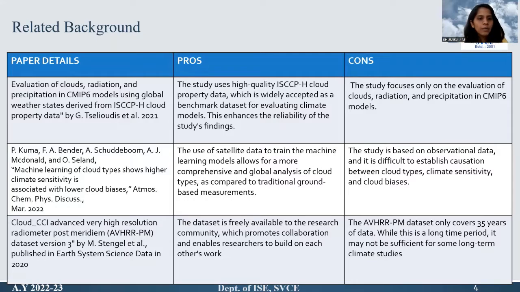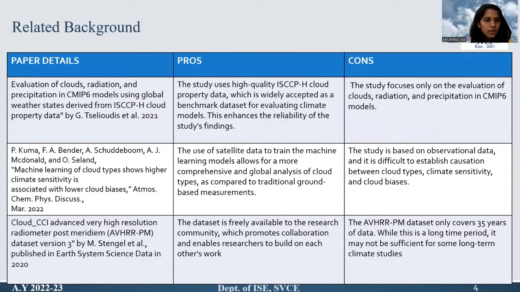Let's come to the second paper: machine learning of cloud types shows higher climate sensitivity is associated with low cloud biases. The use of satellite data to train the machine learning model allows for a more comprehensive and global analysis of cloud types as compared to traditional ground-based measurements. The con of this paper is that the study is based on observational data and it is difficult to establish causation between cloud type, climate sensitivity, and cloud biases.